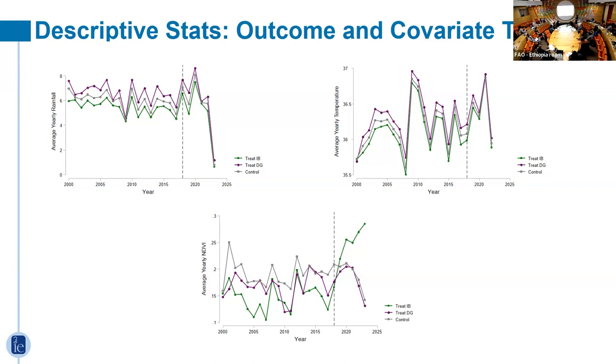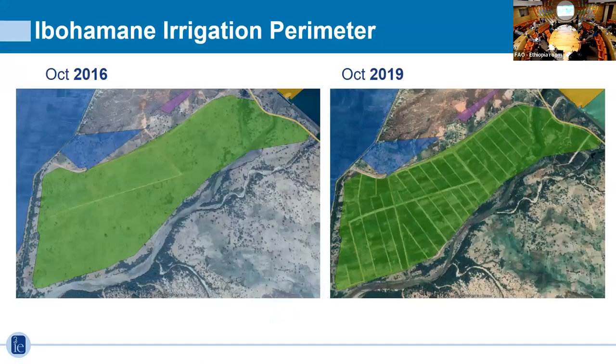But then if you look at NDVI, or just the raw trends in NDVI over time for each region, you can see that for Ibohaman, which is the green line, there is that sharp increase that we saw looking at both regions together. But then for Dugarawa, which is the purple line, it follows the same trends as the control region in the post period. And so we wanted to look at the effect of those split out.